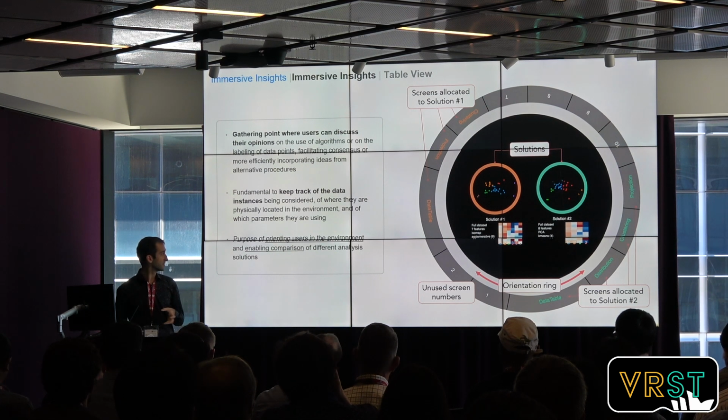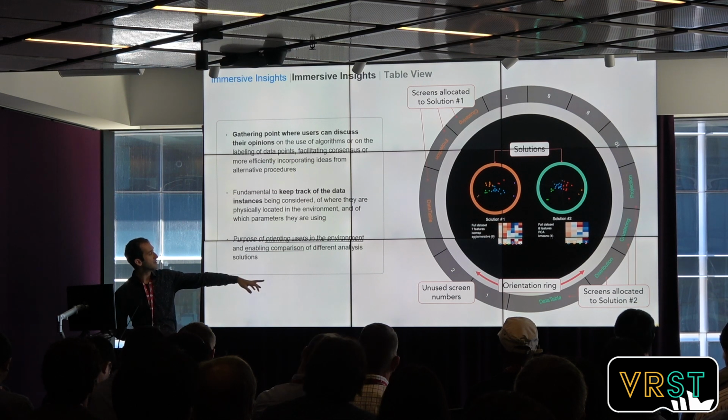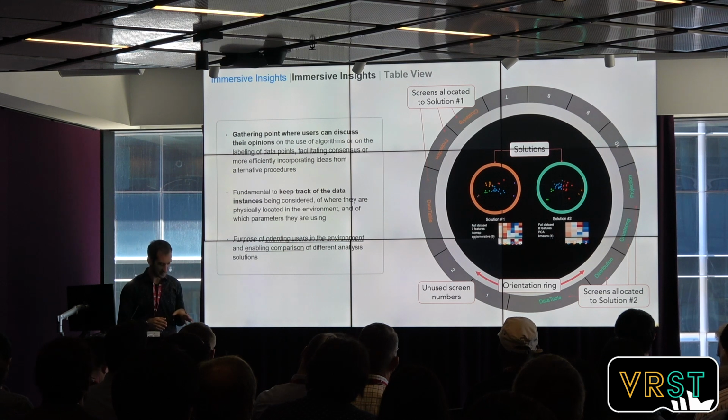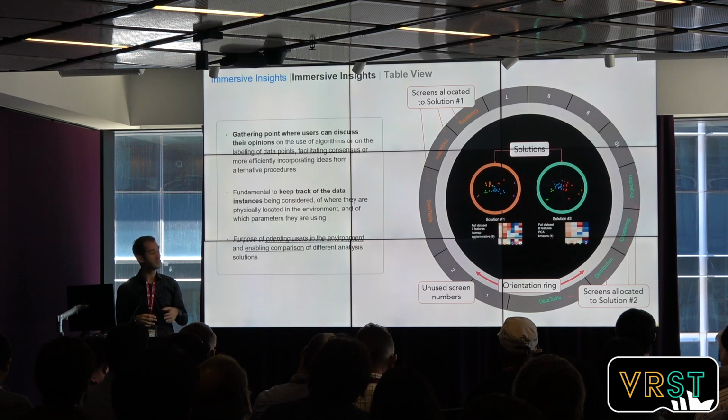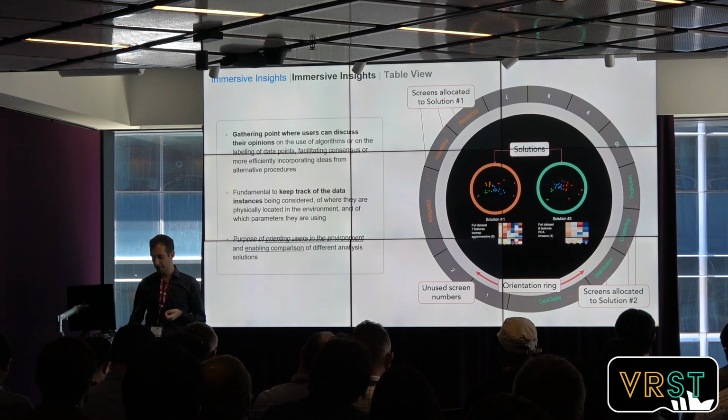So on the table, for instance, you can see, I want to know the data table that is green, so it's associated to the second solution. I'm going to check the data table on the table, look up, and the screen for the data table is going to be in front of me. So it's useful for finding where my data instances are, and at the same time for comparing solutions.